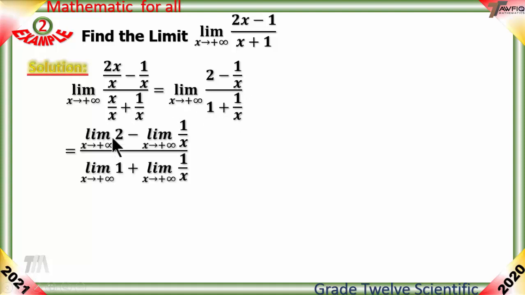It becomes the limit when x approaches positive infinity of 2 minus the limit of 1 over x, over the limit of 1 plus the limit of 1 over x. This one becomes 2, this one is 0, this one is 1, and this one is 0, so it becomes 2 over 1, which is equal to 2.